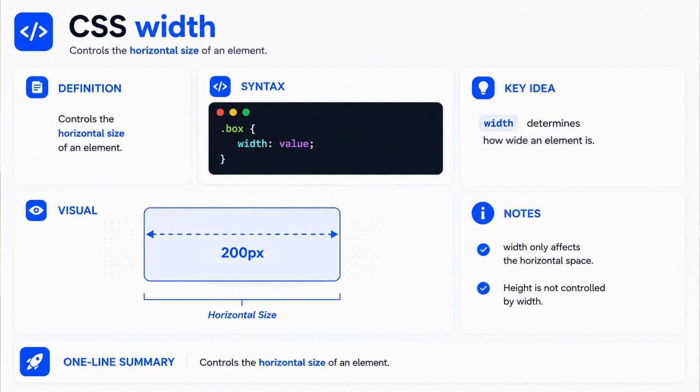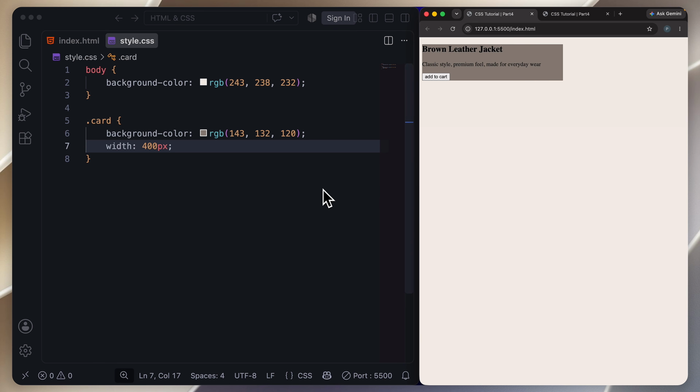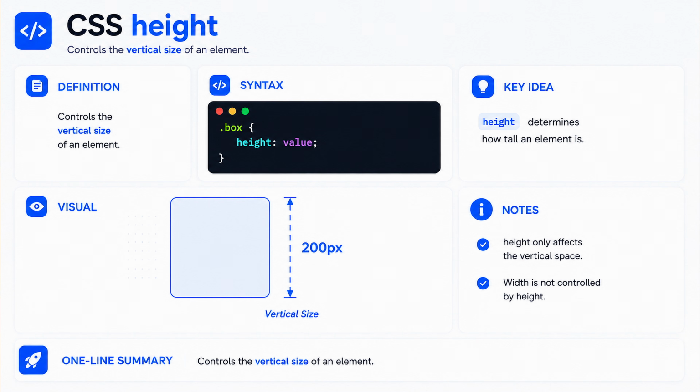Every CSS declaration has a property and a value. We separate them with a colon and end the declaration with a semicolon. The property tells the browser what to change, the value tells it how much. Width controls the size from left to right. But what about up and down?